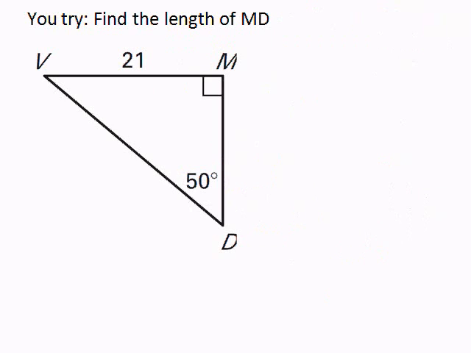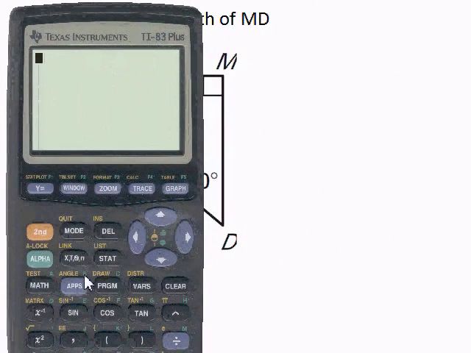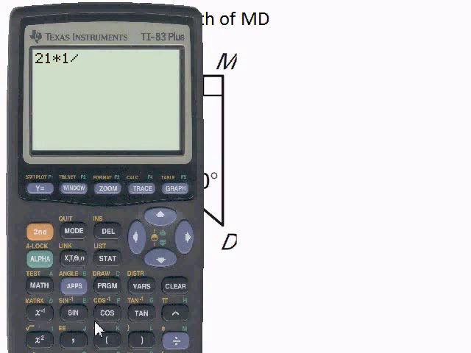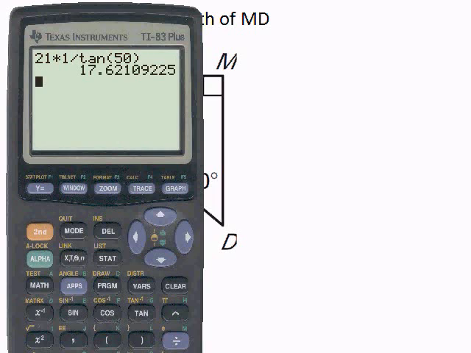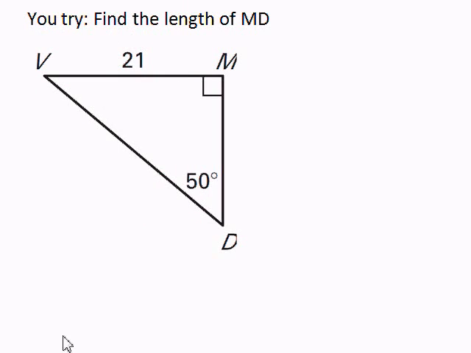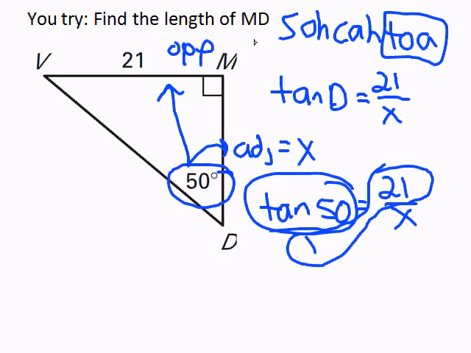Let's take a look at what that looks like on a calculator. 21 times 1 divided by tangent of 50. Now, if you haven't changed your calculator mode since the last time, it should still be in degrees. We notice it's still in degrees, so we go ahead and press enter. The answer should be 17.6. So when we find the length of MD, we find out it is 17.6.